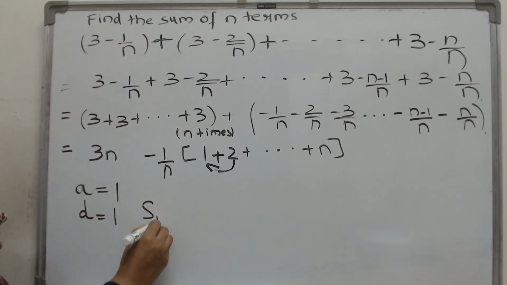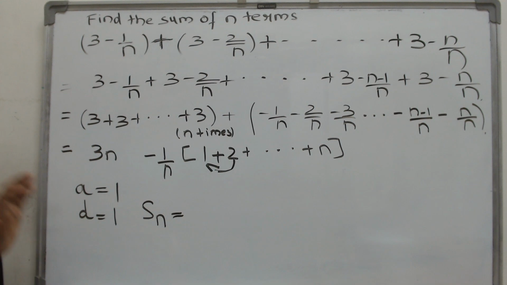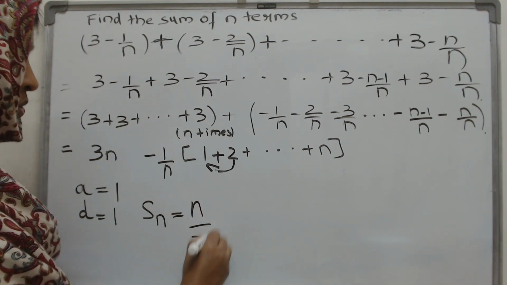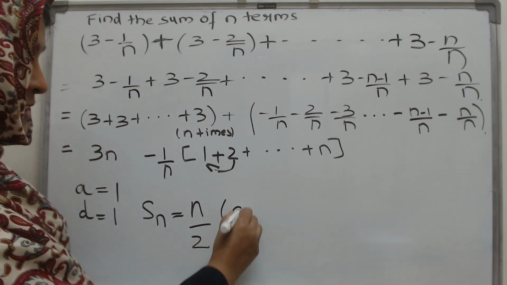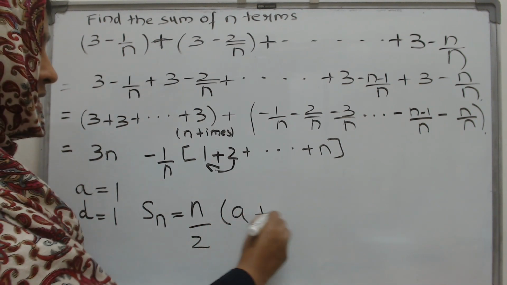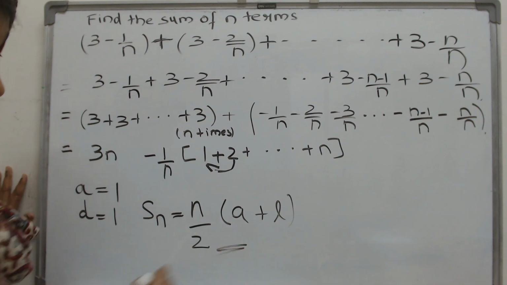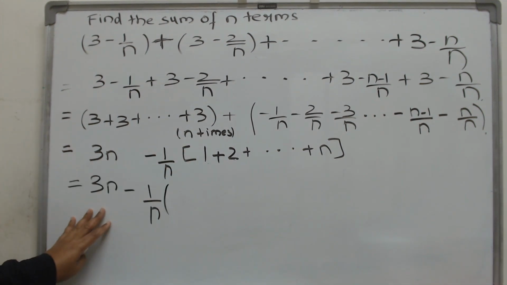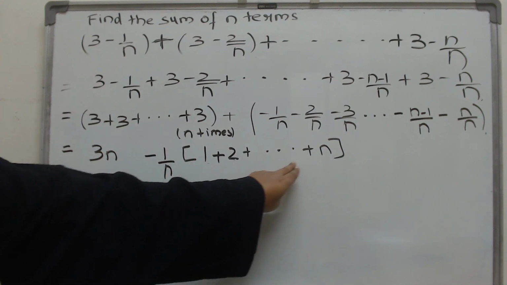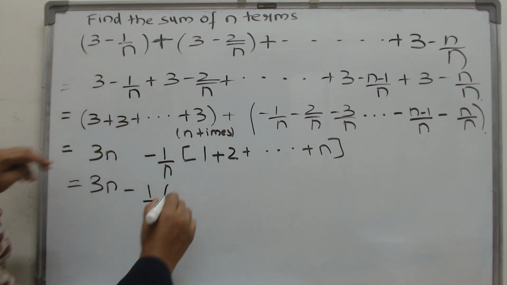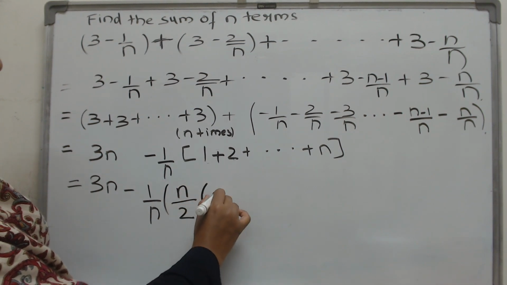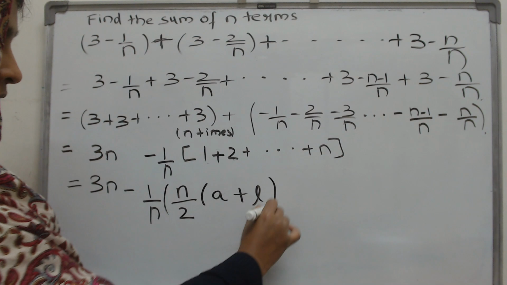Now what is the sum of n terms of an arithmetic progression? n by 2 into the first term a plus the last term. You have such a formula. Let us just apply it here. Now what is the sum of the first n terms of an AP? It is the number of terms by 2 into the first term plus the last term.